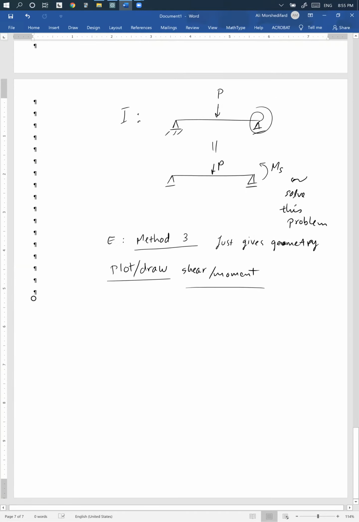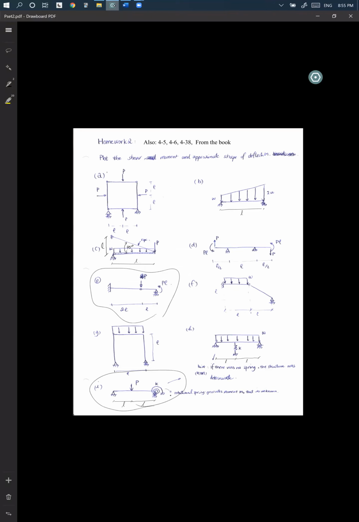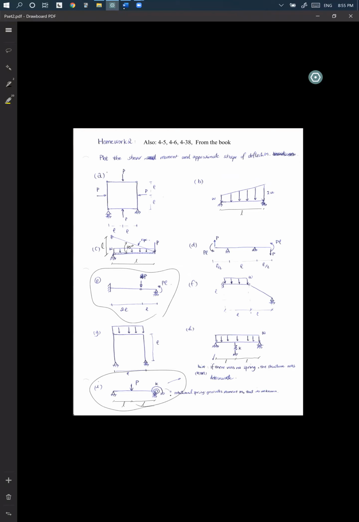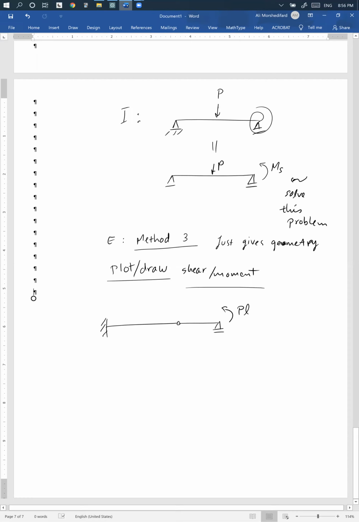So let's see problem E. All right, let's do E. 2L, so it was like this, right? PL, and there was P here. Nice. So you'll see how fast we can do this. So step 0.